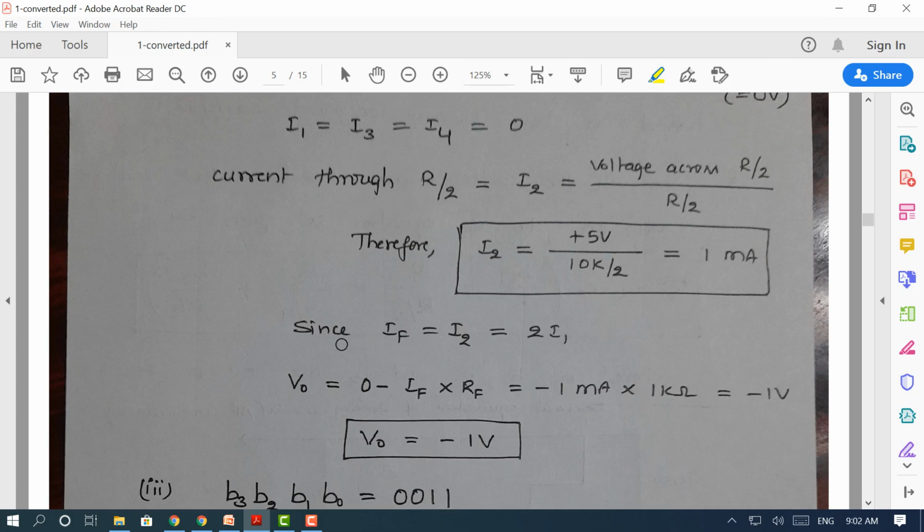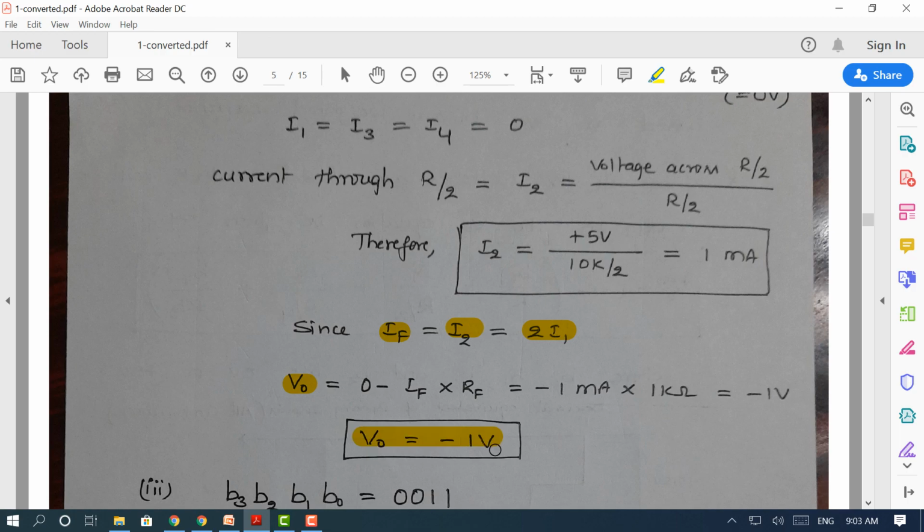Since the op-amp doesn't draw any current, the feedback current will be equal to I2, which is twice I1. Previously we saw I1, and here the I2 current is double that of I1. Now with the help of the output voltage equation, we can calculate the output voltage. V0 is equal to minus IF times RF, which is I2, 1 milliampere, times 1 kilo ohm, which gives me minus 1 volt. We can observe that when the combination is 0, 0, 0, 1, the output was minus 0.5 volts. Now for the combination 0, 0, 1, 0, the output voltage is minus 1 volt.